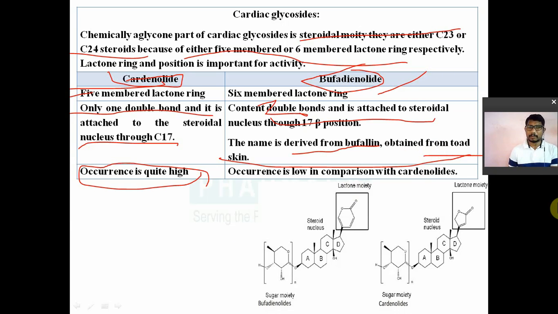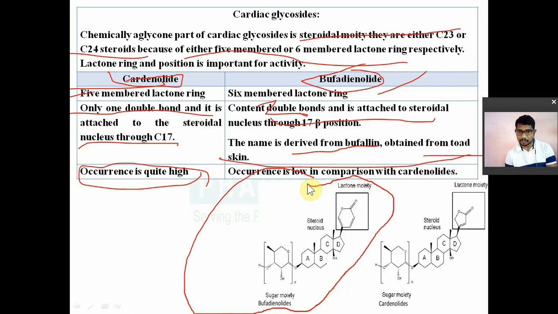So remember, there are two kinds of cardiac glycosides. First one is cardenolides and second one is known as bufadienolides. You can see the structures over here. This is the structure of your bufadienoloid and this is the structure of your cardenolide. So this is your sugar part. Then this is your steroid part, the steroidal rings A, B, C and D. This position is known as the 17th position.